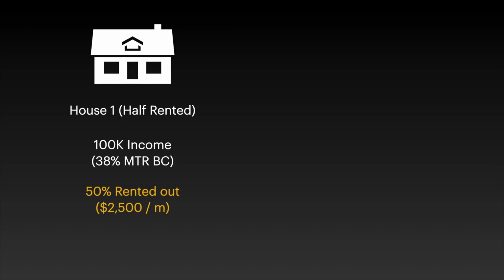So here's the current situation. They're making 100K income, 38% marginal tax rate in BC. They currently own one home and half of it is rented out to someone for $2,500 a month while they live in the other half. They currently have a 600K mortgage on their first home at 1.97%, amortized for 25 years.